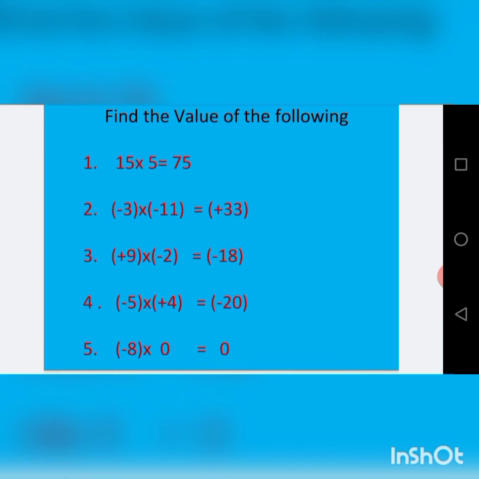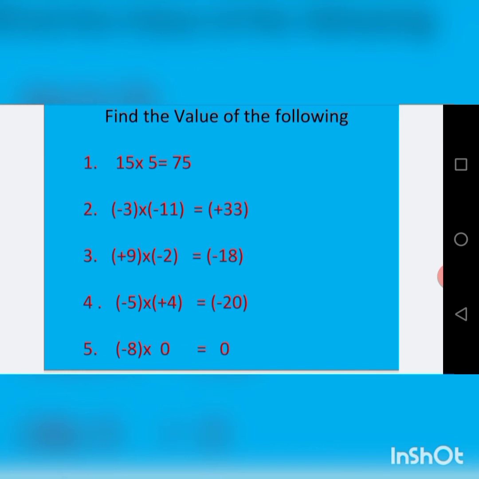Second question, minus 3 into minus 11. Both are negative integers. Minus into minus is plus. Minus into minus, we will get plus. So 3 into 11. If we multiply 3 into 11, we get 33 as the answer. Minus into minus is plus 33.